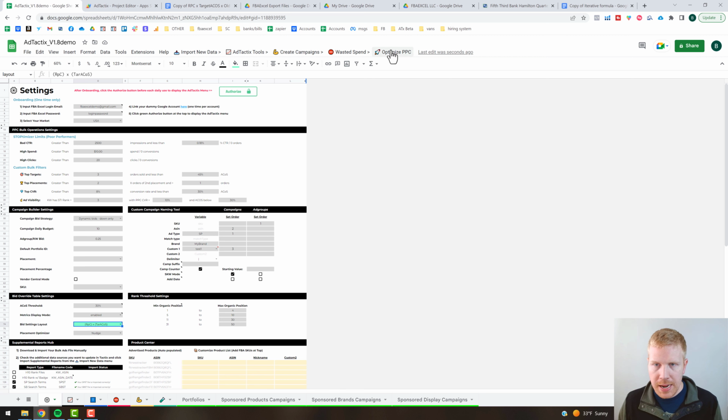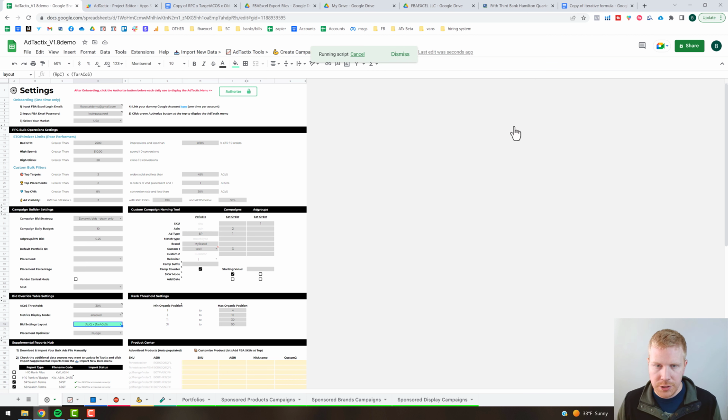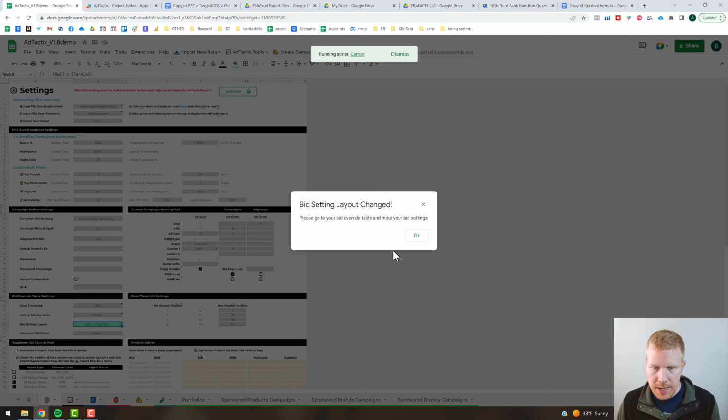I'm going to go up now and go to optimize bids. And before I actually get into the bid override table, I'm going to click this change bid setting layout. And this just runs a really quick script that formats your bid override table.